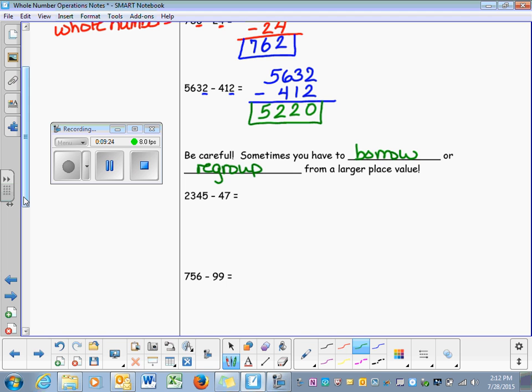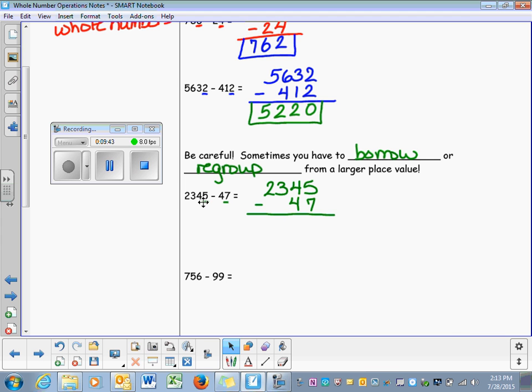As I look at the first problem, 2,345, the 5's in the ones place, minus 47, the 7's in the ones place. So 2,345, and then line up the ones, line up the tens, and I am subtracting. All right, 5 minus 7. That's a little bit of a problem because if I only have $5 in my pocket, I can't spend $7. Right? So I'm going to borrow or regroup from the tens place.